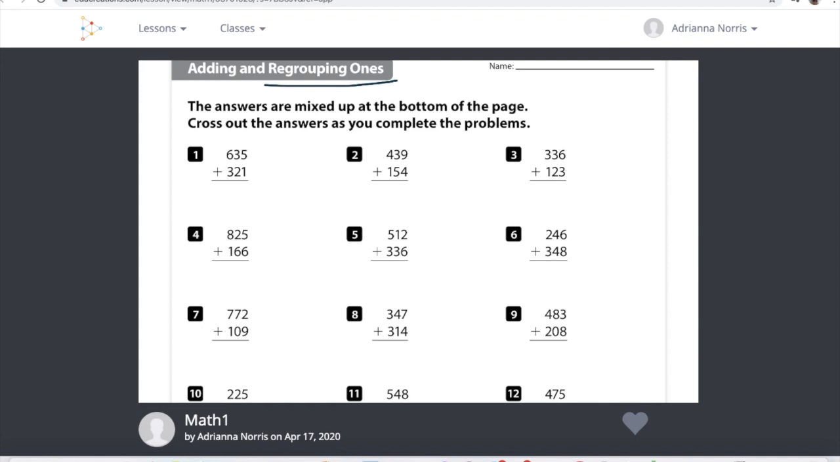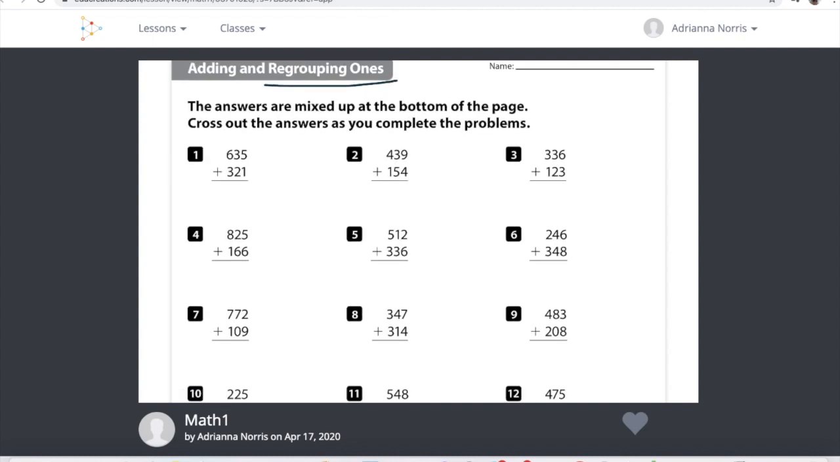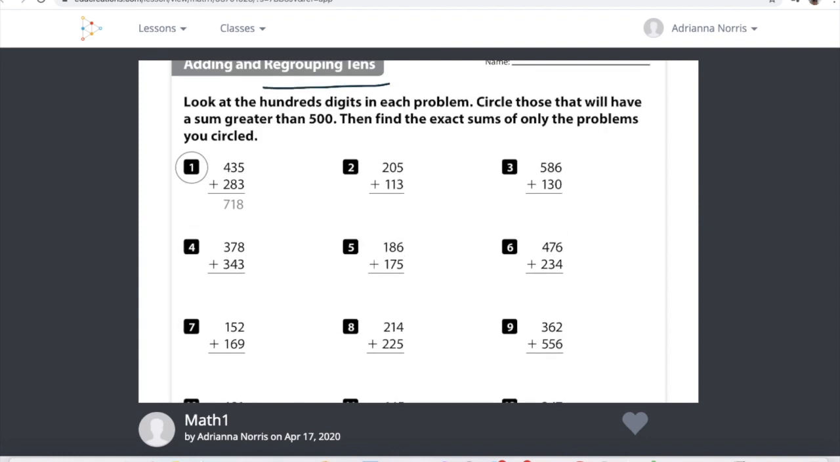What I'm going to do is only assign you page 22. Okay? Page 22. And actually, I'm just going to do page 22 because 21 only has regrouping with the ones, where it looks like page 22 has regrouping with the ones and the tens. So it makes sense to just do one page. All right, so we're going to do page 22. So go ahead and turn to page 22.